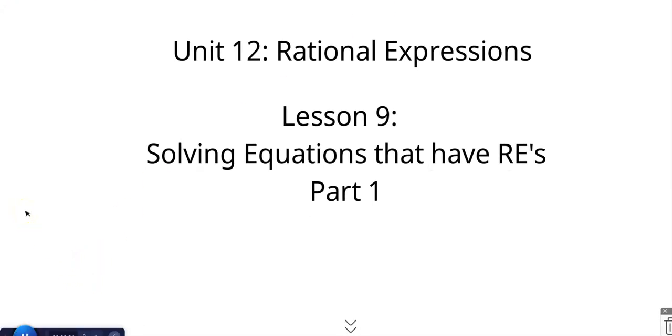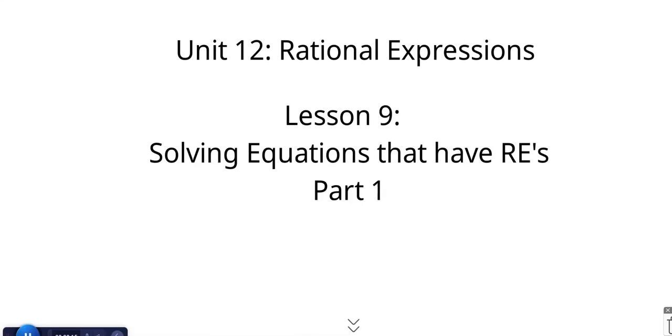All right, let's do it. So we're going to be talking about solving equations that have rational expressions in them.